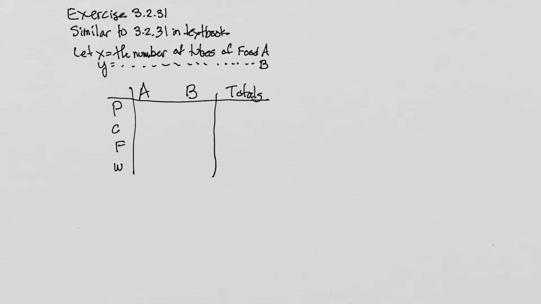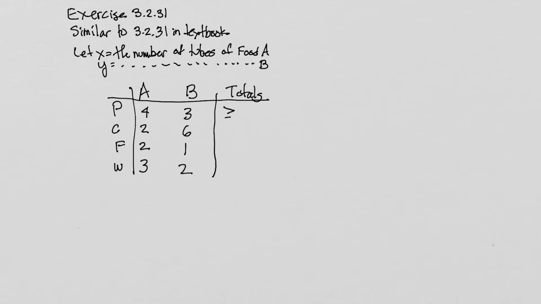Now, the problem tells us that each tube of food A has 4 units of protein, 2 units of carbs, 2 units of fat, and weighs 3 pounds. Each tube of food B contains 3 units of protein, 6 units of carbs, and 1 unit of fat, and that weighs 2 pounds.